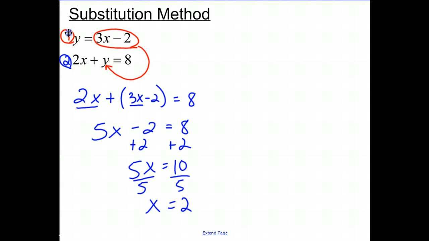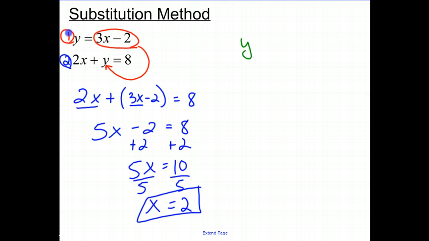Now, we want to solve a system of equations. The idea is that the solution of a system of equations is a point in which both lines intersect. So to get a point, I need an x value and a y value. I found my x value. We got x equals 2. I need my y value. To do this, we take our x value, we plug it into either equation, either the first or second equation, and solve for y. I'll go to the first equation just because.